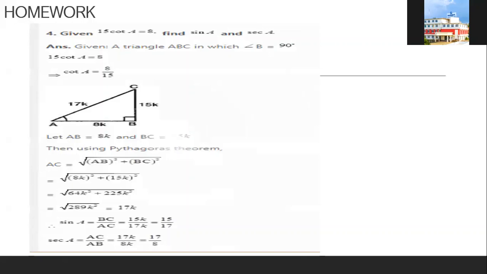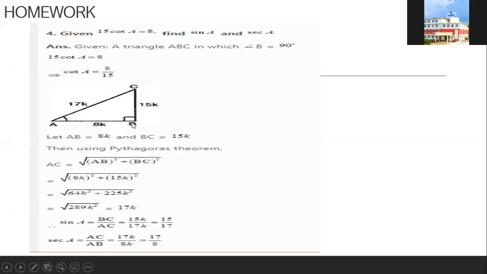Okay. Fourth question. Here they gave: 15 cot A is equals to 8. Find sin A and sec A. So 15 cot A is equals to 8, so cot A is equals to 8 by 15. Cot is nothing but adjacent by opposite, 8 by 15.